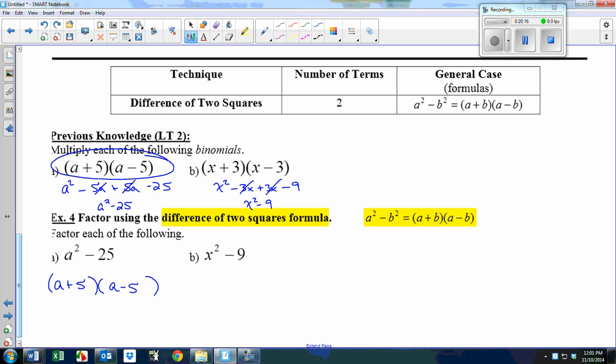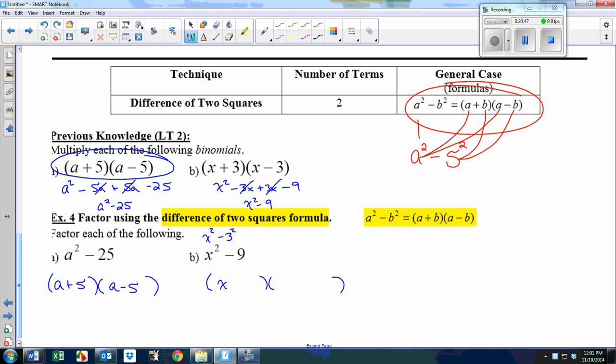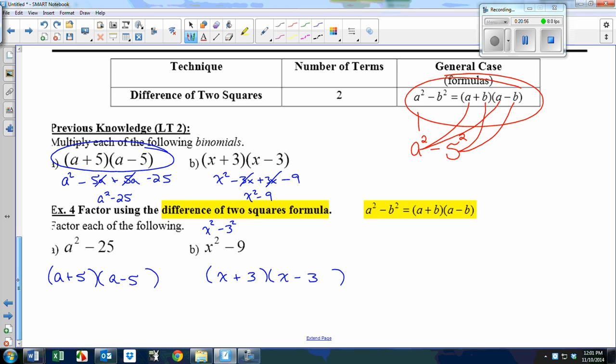Now here's the way I apply this formula right here. I would rewrite a squared minus 25 as a squared minus 5 squared, in my mind at least, and then the a goes here and the 5 goes here. And then this a goes here and that 5 goes there. So it would be a plus 5 times a minus 5. In B, that would be x squared minus 3 squared. So x and x, 3 and 3, plus minus. That's pretty easy. Factoring using that formula, difference of two squares, straightforward.